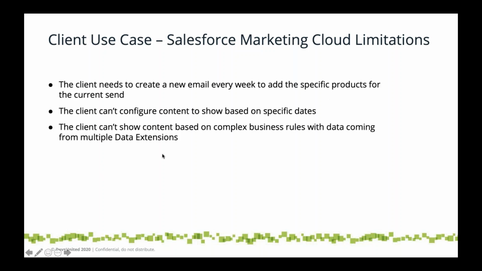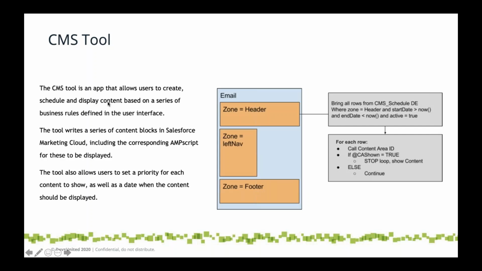And another limitation that Marketing Cloud has for this type of use case is that the client can show content based on complex business rules with data coming from multiple data extensions. This probably can be achieved using content blocks with AMPscript or some type of code, but this can't be achieved by an end user using just a drag and drop feature. So what we have for this type of use case is a tool, which is the CMS tool.